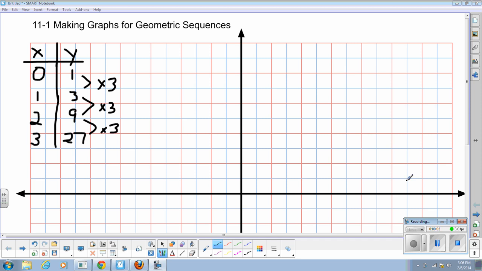Okay, you've continued on with your geometric sequences. You've made your t-tables and you have found the zero term for each of those geometric sequences. Make sure that you've checked with me before moving on to making the graphs. I have two graphs that I'm going to show you.